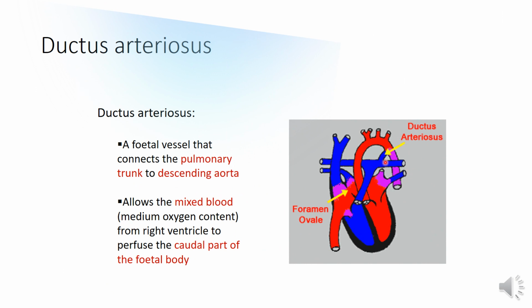What is the ductus arteriosus? It's like the ductus venosus. It is a fetal vessel that connects the pulmonary trunk to the descending aorta. It allows mixed blood, which has medium oxygen content, from the right ventricle to perfuse the caudal part of the fetal body.